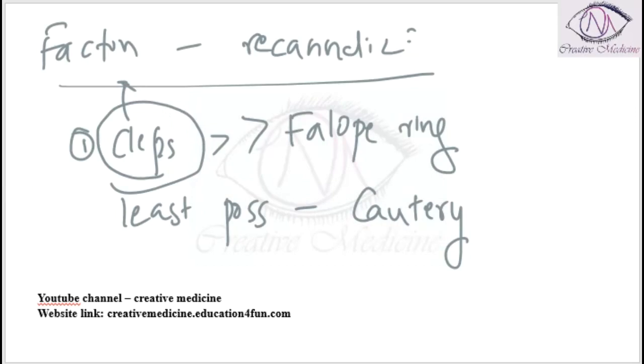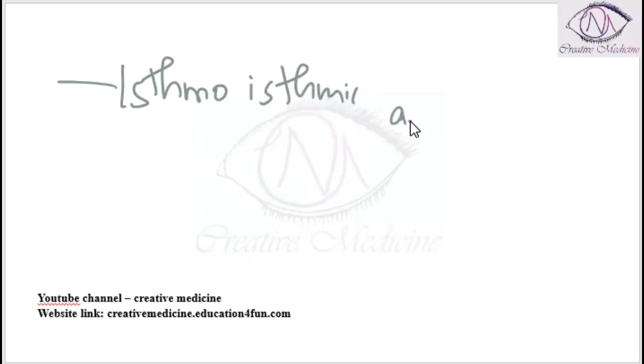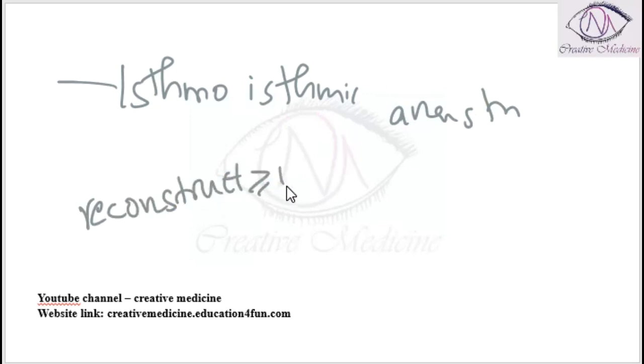Type of anastomosis: the best for recanalization is if isthmo-isthmic anastomosis is done. Third, reconstruct more than or equal to 4 centimeters of the tube. The chances of reversal are also good.